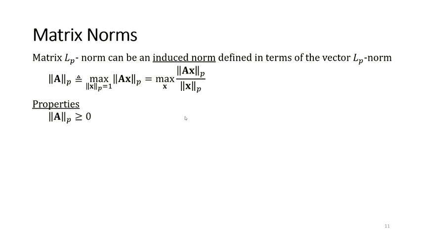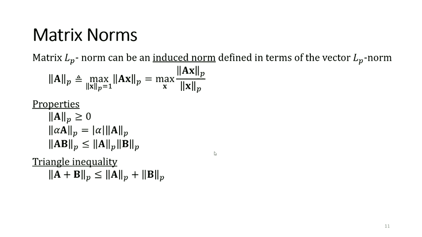Properties are very similar to properties of vector norms. The LP norm of a matrix is always greater than or equal to 0. When you scale up the entire matrix by a scalar alpha, the LP norm gets multiplied by the absolute value of alpha. The LP norm of AB, the product of two matrices, is less than or equal to the LP norm of A times the LP norm of B. And the triangle inequality also holds: the LP norm of A plus B is less than or equal to the LP norm of A plus the LP norm of B.